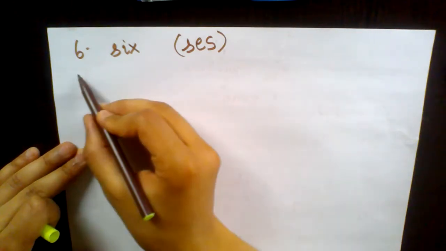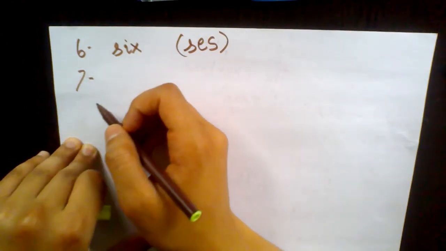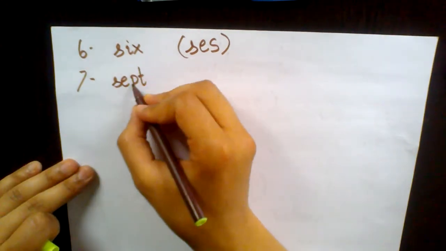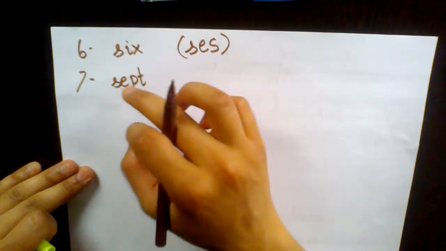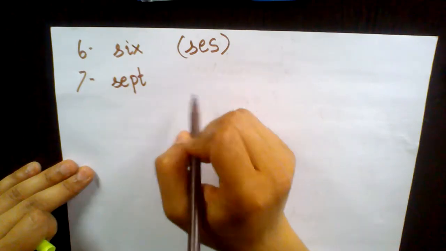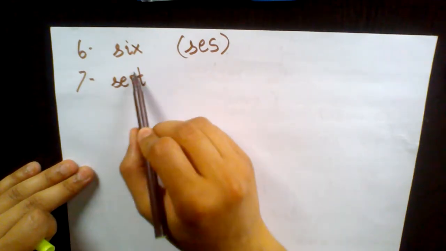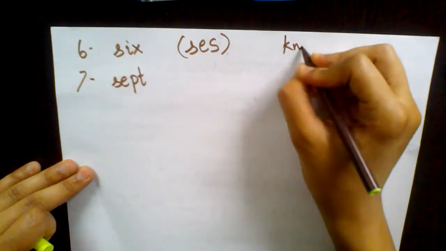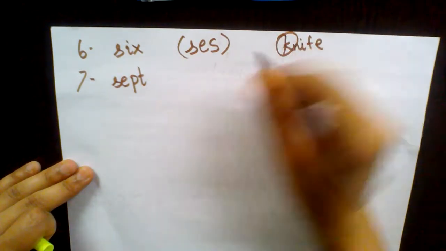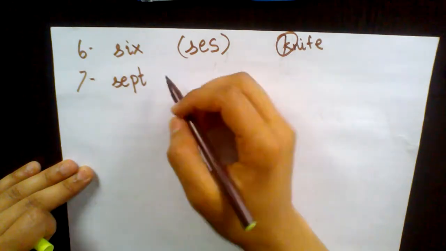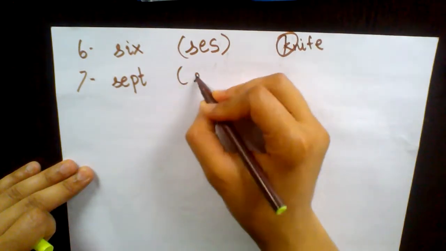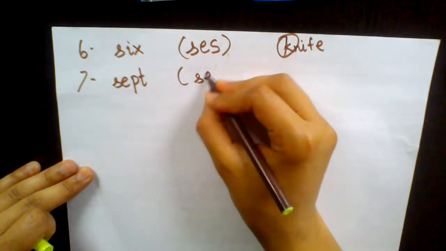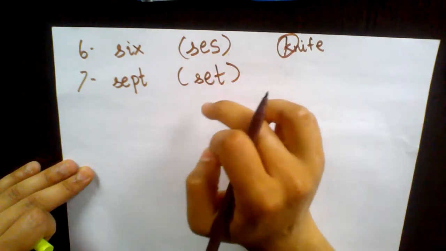Number 7, it is SEPT. The P, which is known in the English language as P, is not pronounced. So the P is silent, like you have the K silent in knife. The P is silent over here. So it becomes set. Only set.